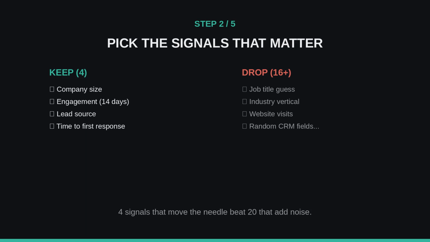Step 2. Pick the signals and keep the list short. Most teams throw 20-plus fields at this. I use 4: company size, engagement in the last 14 days, lead source, and time to first response. 4 signals that actually move the needle beat 20 that add noise. If a field doesn't show up in your closed-won pattern from step 1, it doesn't belong here.